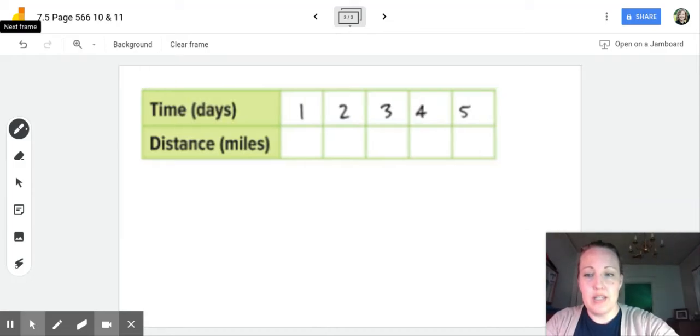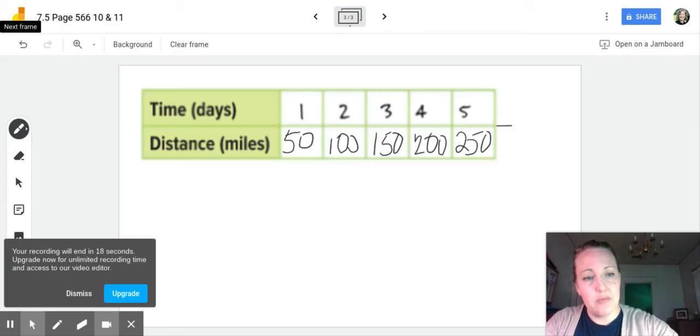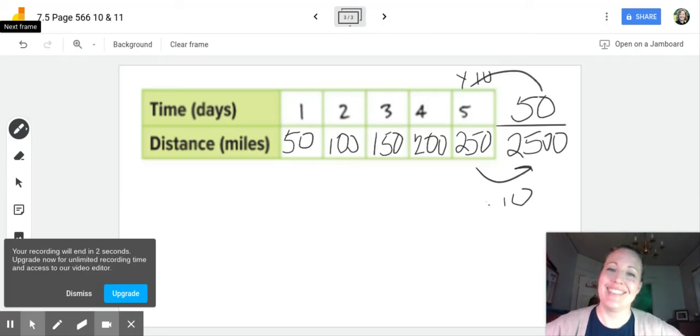Now, we're going to use this table to answer the next part of the question. So in one day, the butterflies would travel 50 miles, 100 miles in 2, 150 in 3, 200 in 4, 250 in 5. And how many days would it take them to go 2,500 miles? We multiplied by 10 here, right? We're going to do the same thing here, multiply by 10, and we know that will take them 50 days. Amazing.